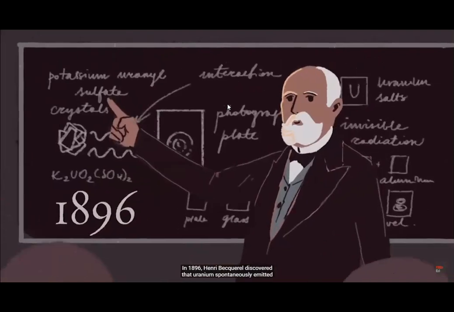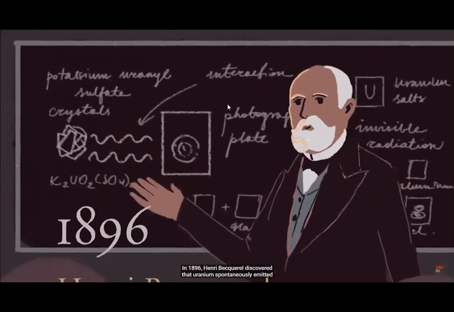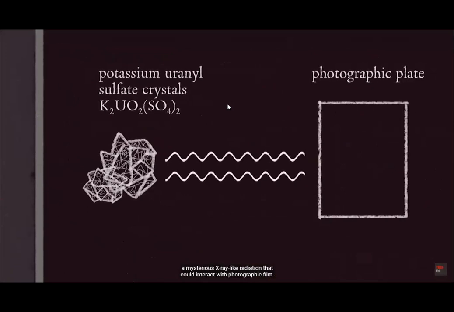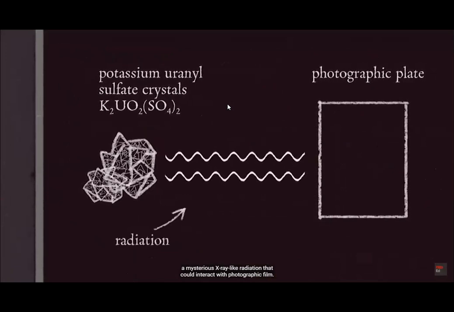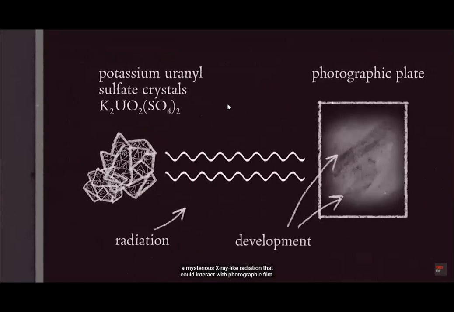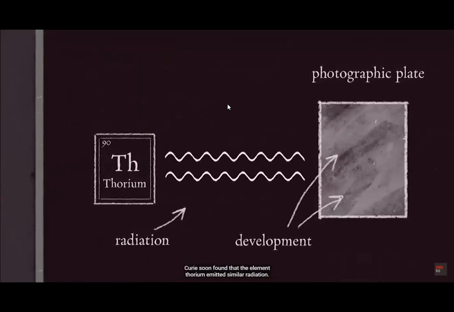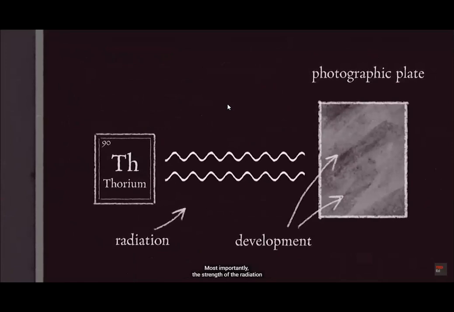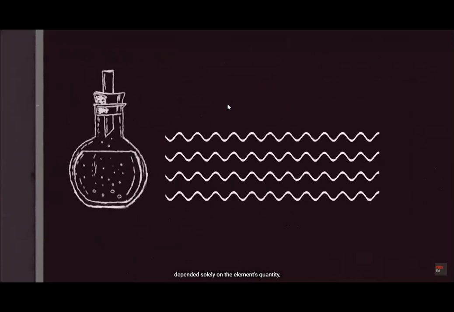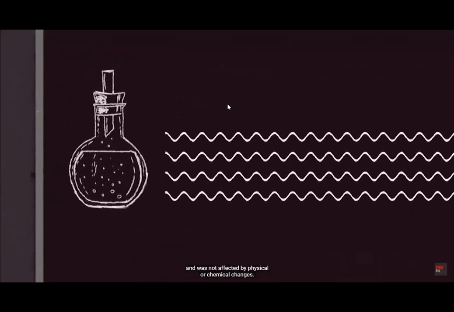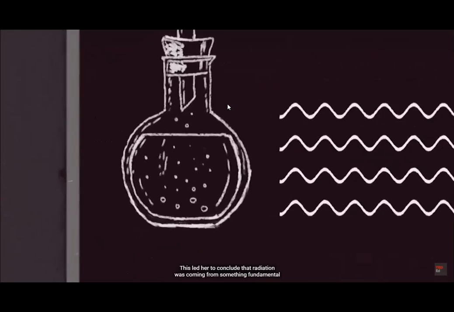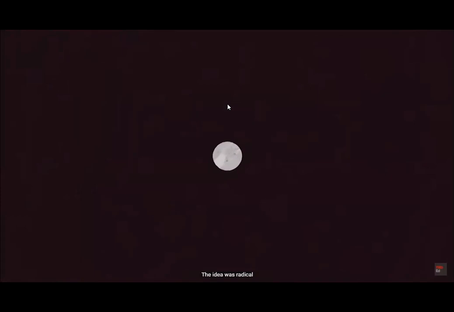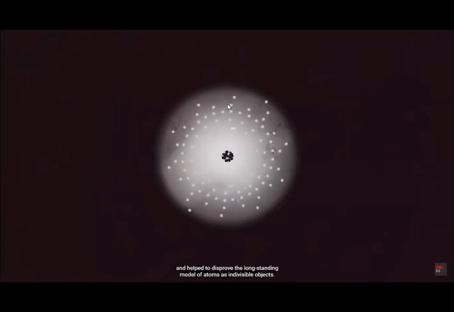In 1896, Henri Becquerel discovered that uranium spontaneously emitted a mysterious X-ray-like radiation that could interact with photographic film. Curie soon found that the element thorium emitted similar radiation. Most importantly, the strength of the radiation depended solely on the element's quantity and was not affected by physical or chemical changes. This led her to conclude that radiation was coming from something fundamental within the atoms of each element. The idea was radical and helped to disprove the long-standing model of atoms as indivisible objects.